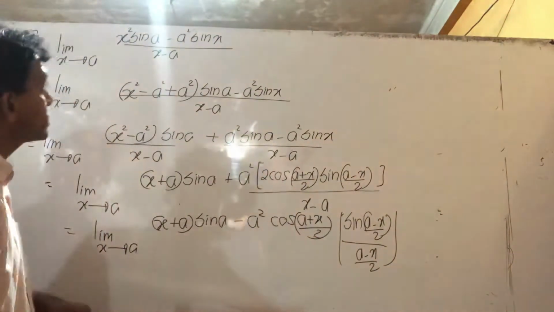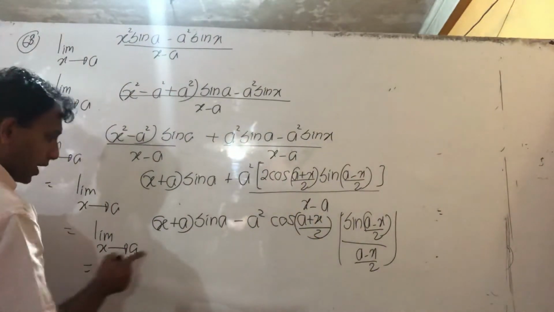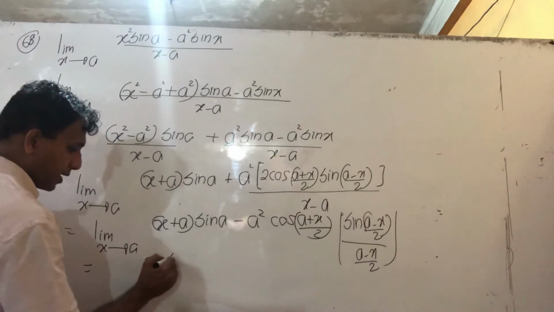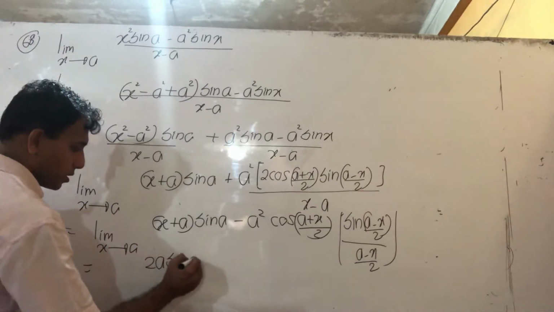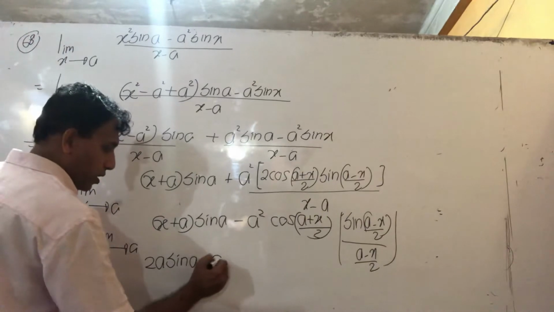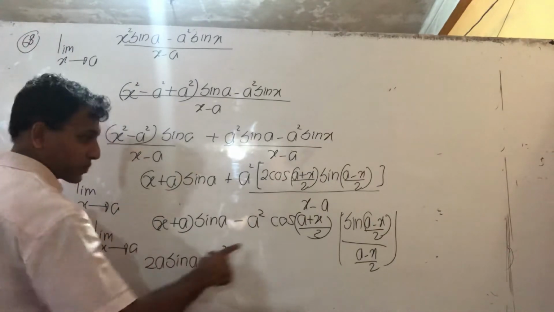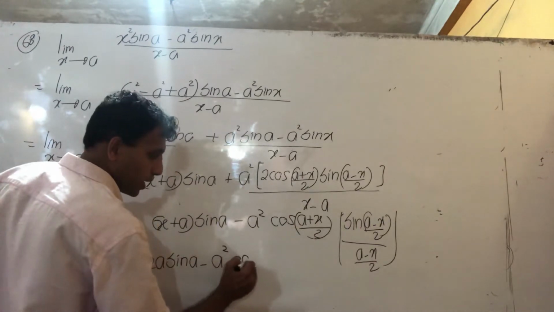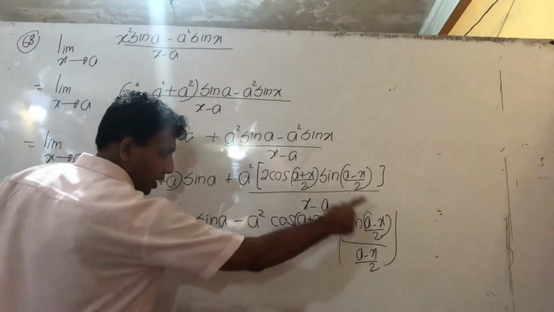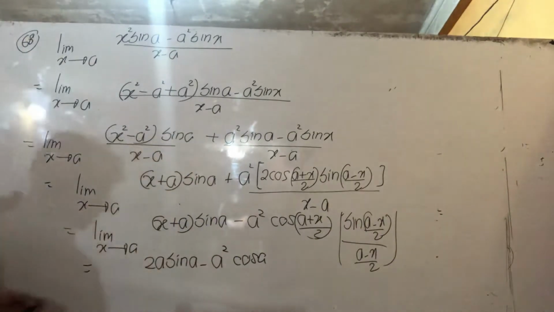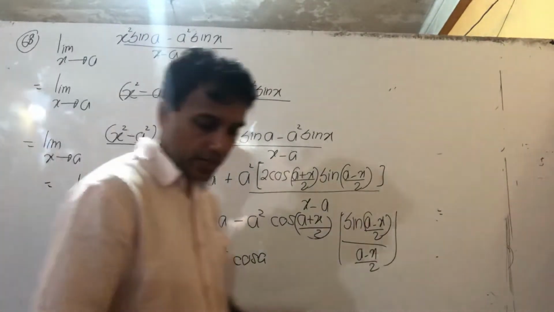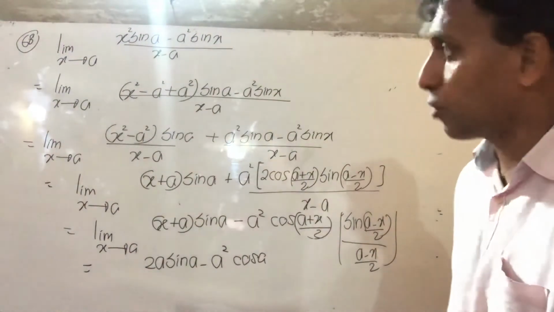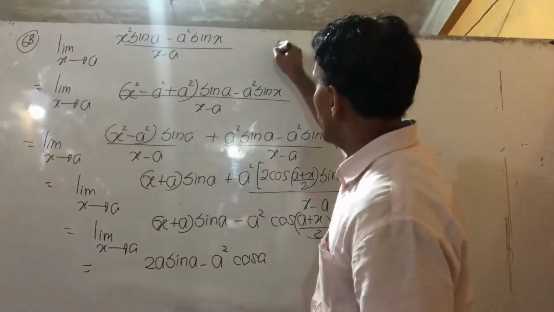Now write the limit answer. So x tends to a. So 2a sine a, here a square, put x for a plus a, 2a divided by 2a, cos a, this is 1, that is 1, right? So the answer is 2a sin a minus cos a square cos a, right? Right, next my question 69.